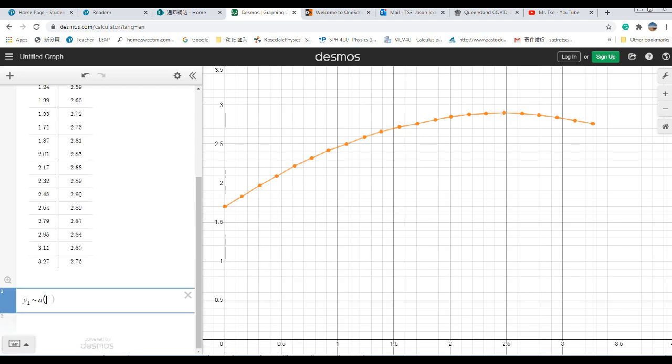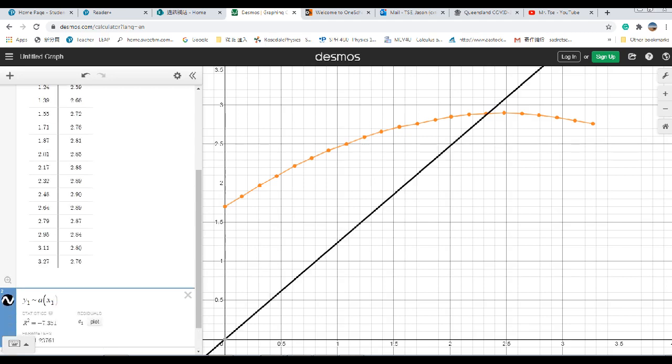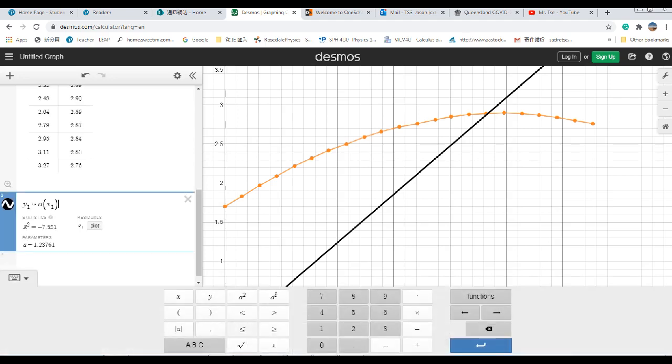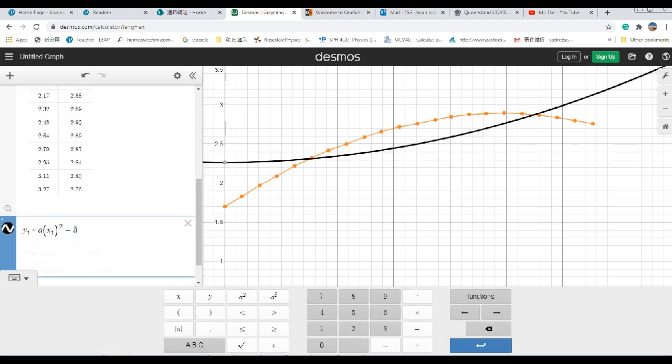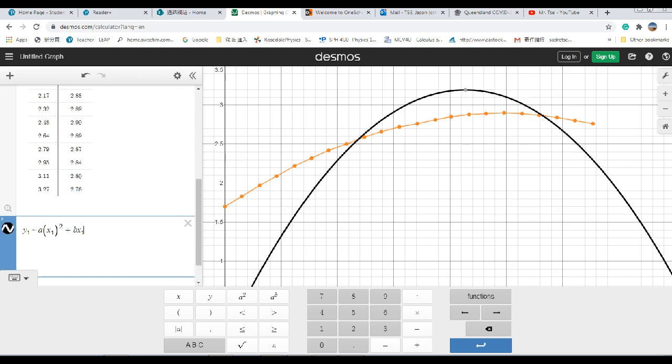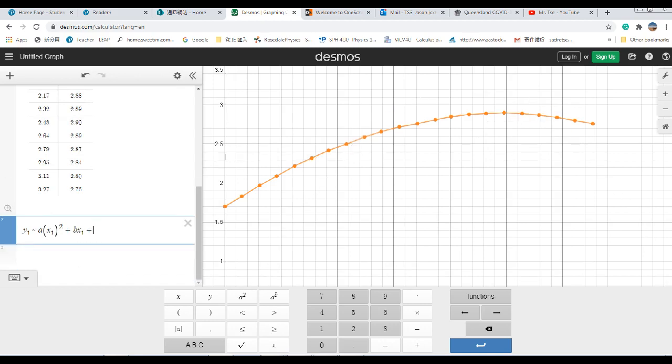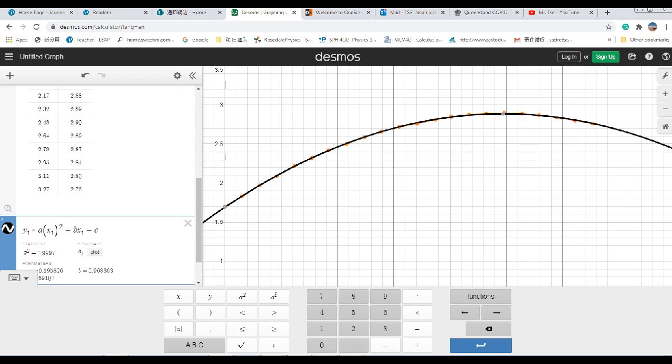So for x1, you need a bracket, and you need a square. For the square, you have to use the keyboard again. And plus b x1, plus c.